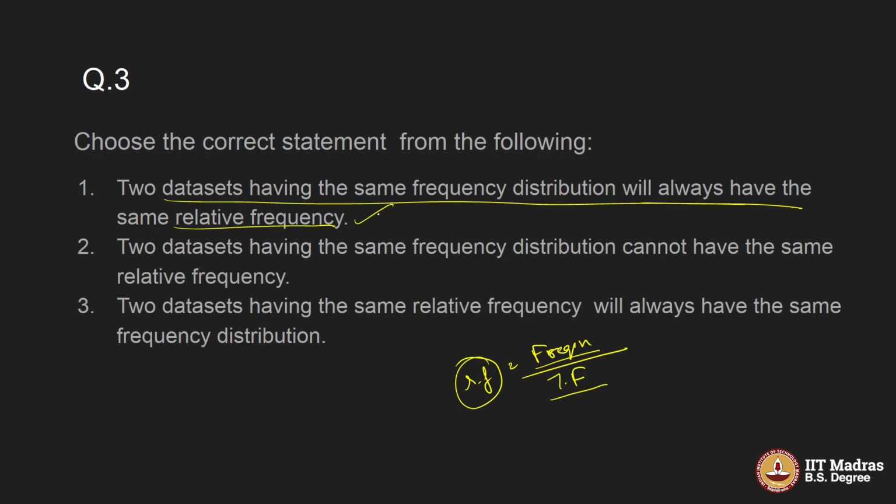Two data sets having the same frequency distribution cannot have the same relative frequency. This is wrong. In the above statement, we proved that it will always have the same relative frequency. So this statement is wrong. Two data sets having the same relative frequency will always have the same frequency distribution. It is not necessary, because two data sets can have different frequency distributions but the same relative frequency. There are some situations like that. So option 1 is the correct statement.